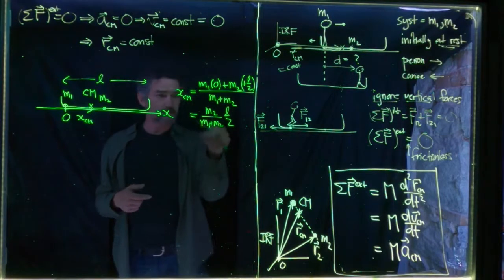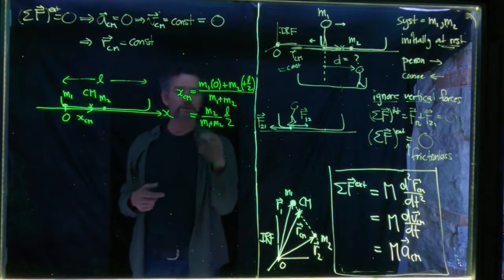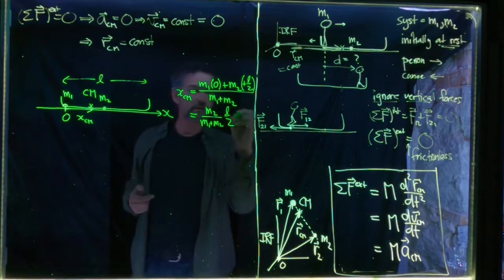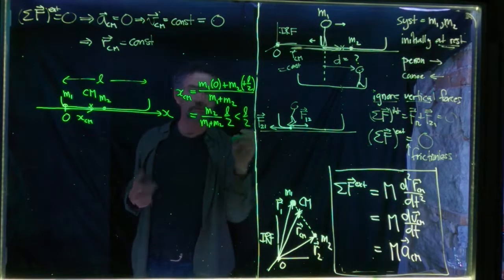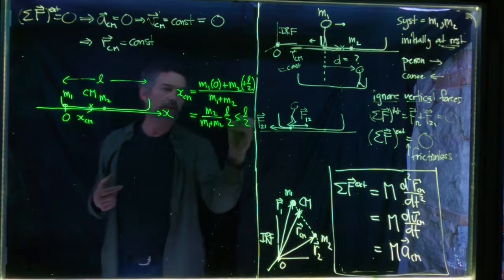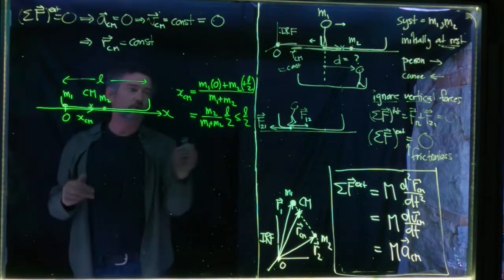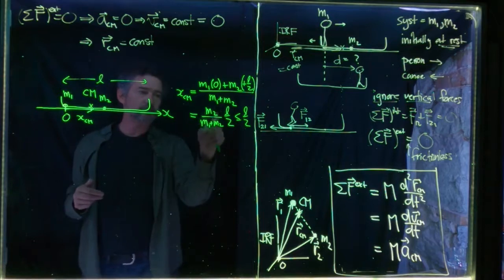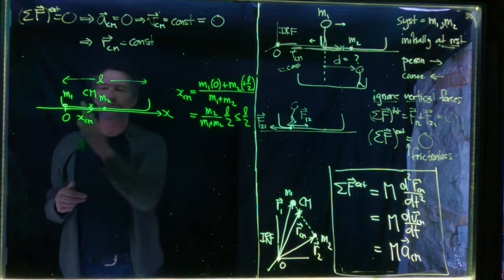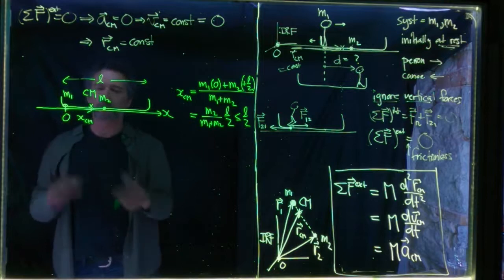And so we can see that this ratio of masses ranges between 0 and 1, and so clearly this is less than L over 2. It's between 0 and L over 2, and so it lies somewhere in between here. If the masses are equal, well then we'll have a mass divided by twice the mass. It'll be 1/2 of L over 2, or 1/4 L. It'll lie right in between.